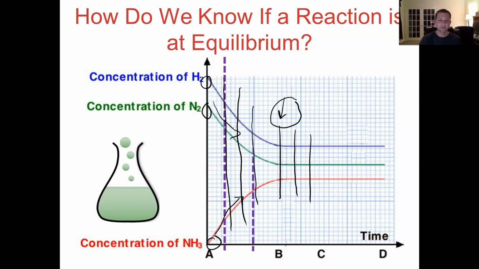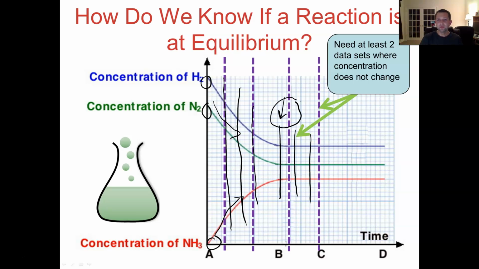All right? So I have a couple lines on the screen here that show you that. You need at least 2 data sets where the concentration does not change. All right, so very similar to what I had drawn on here. It's one way to do it. It's a little bit longer, and you need some lab equipment and things like that.